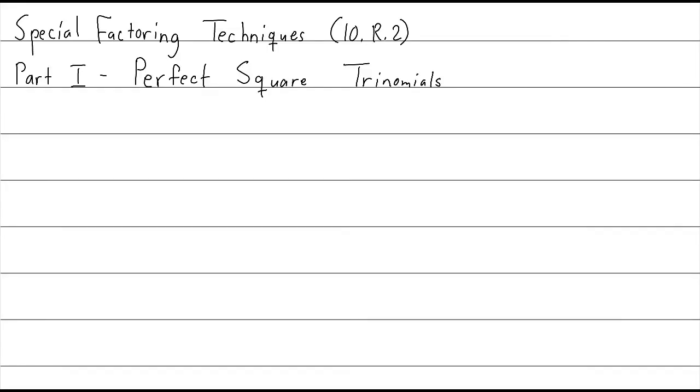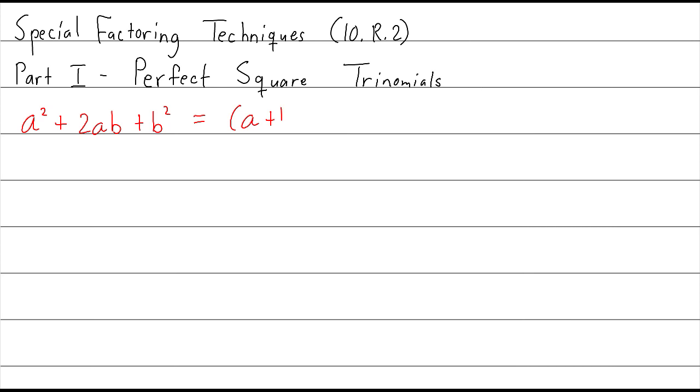Okay, special factoring techniques, section 10.R.2. We're going to start off this first part by talking about a particular type of trinomial that's called a perfect square trinomial. Those are any trinomial that can be written in the form a squared plus or minus 2ab plus b squared. That's not normally how you will see it written, but if it fits in this form, then it can be factored.